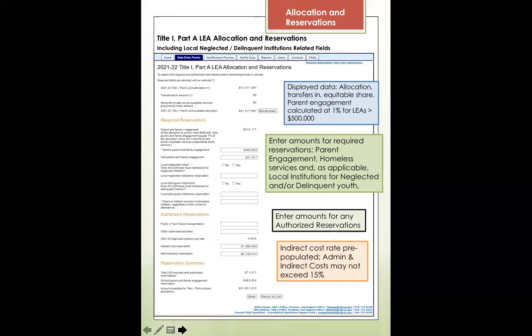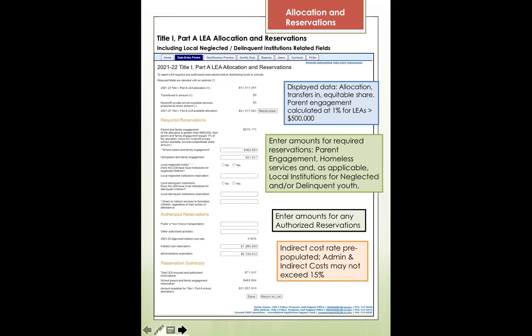The displayed data includes your Title I allocations, any funds transferred in, and the amount on the private school equitable services reservation page. So whatever number showed up there is going to pop over here as what you have to reserve. If you have $500,000 or more in Title I, automatically they're going to calculate the 1% parent engagement reservation. And then there's a separate line that will calculate 90% of that for school sites. So that's calculated. Again, you can raise it, but you can't lower it.